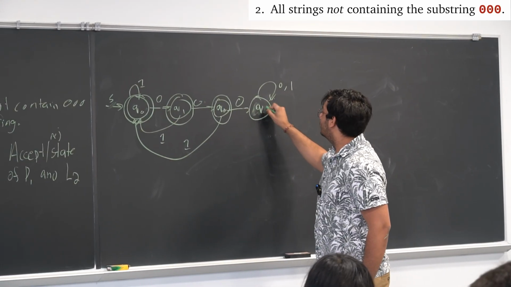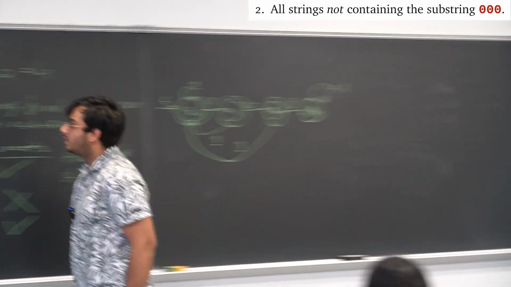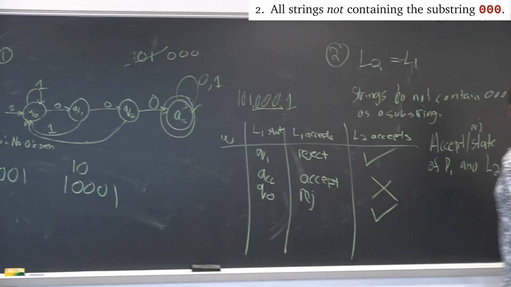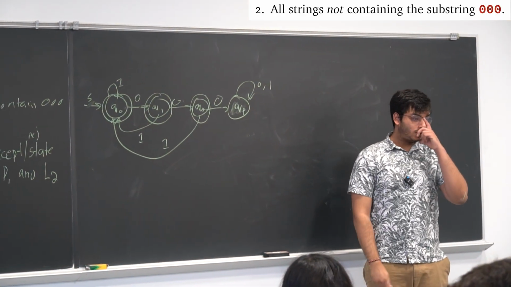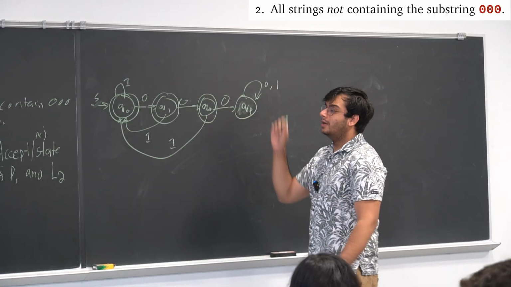And then I'll call this Q final. This is accepted in L1, so the complement of the state should correspond to a rejecting state here that's not circled. Questions? Cool.